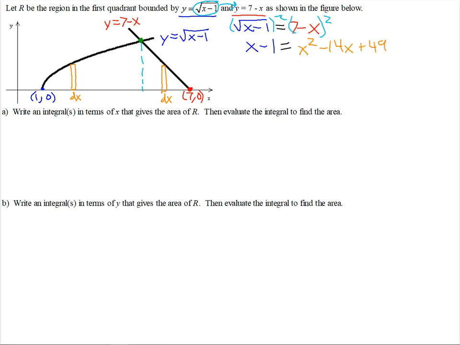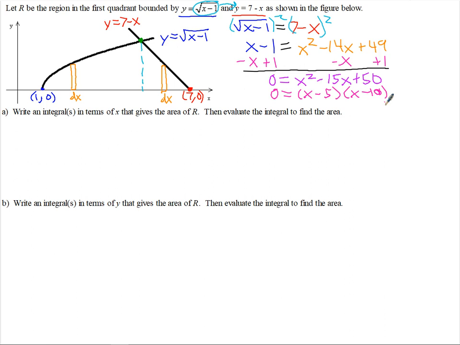And then to solve it, you can get one side equal to 0 here. Since the x squared is positive, let's get the left side equal to 0 by subtracting x and adding 1. So then we'll have 0 equals x squared, negative 14x minus x, negative 15x. Negative 49 plus 1 is 50. And then factors of 50 that add to be negative 15 would be negative 5 and negative 10. So initially it looks like we have two possible x coordinates for our points of intersection. X equals 5 and x equals 10.